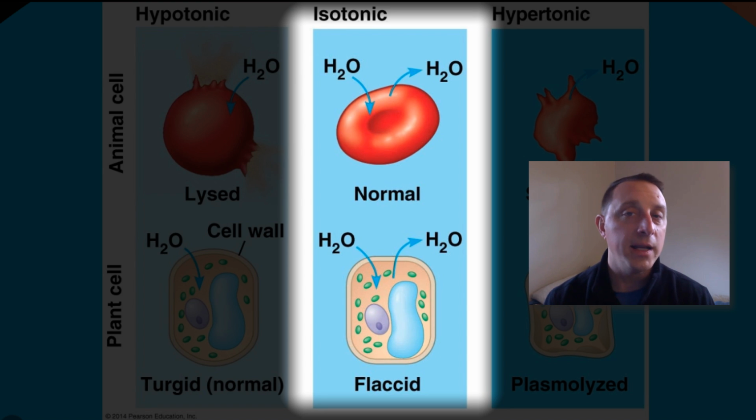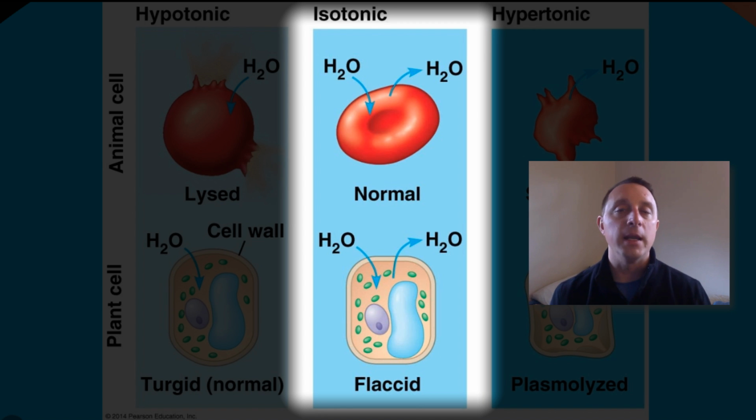In an isotonic state, this means that the solute concentration is equal inside and outside of the cell. So as shown here in the animal cell, we are at equilibrium. There is an equal movement of water into and out of the cell.